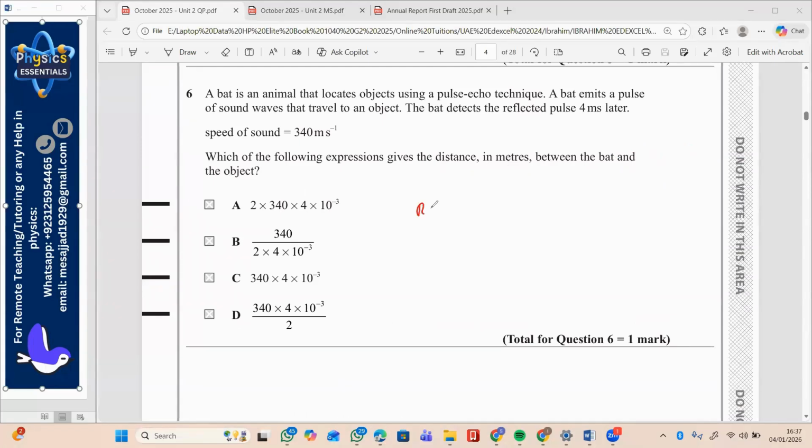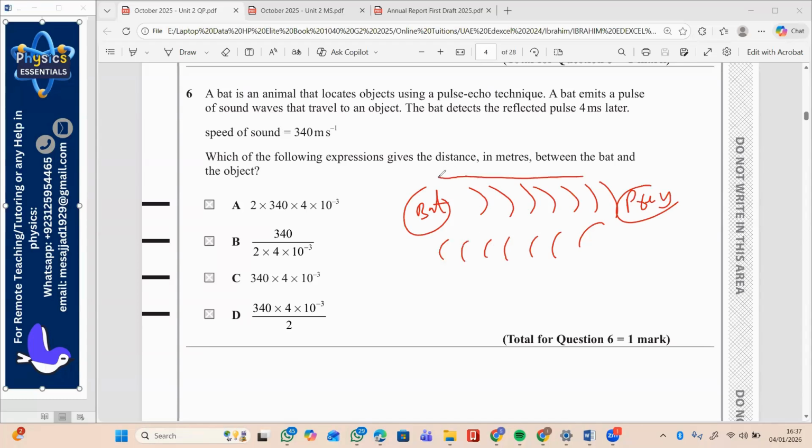So this is your bat, and this is your prey, for example, and it is throwing out the ultrasound waves, and the ultrasound waves are coming back, right? So this distance is d, and this distance is also d. The speed with which the ultrasounds are going is v, and the time given here is 4 millisecond of detection. So it means the distance traveled this way and the distance traveled back this way, it is like 2 millisecond to go and 2 millisecond to come back. So in total it is covering 4 milliseconds.